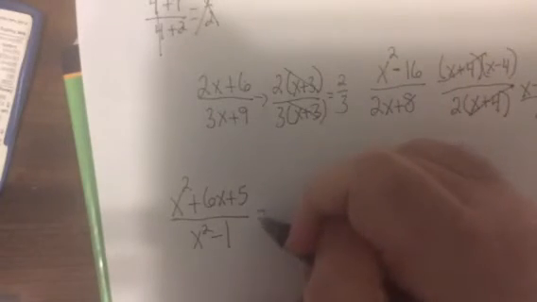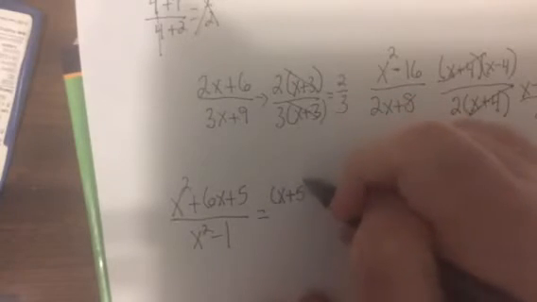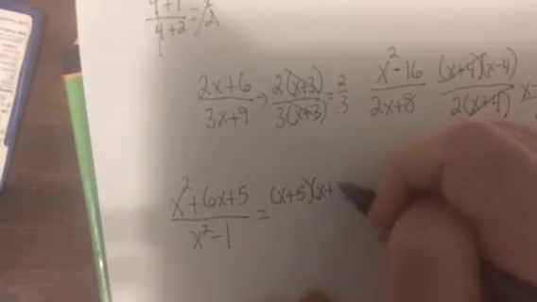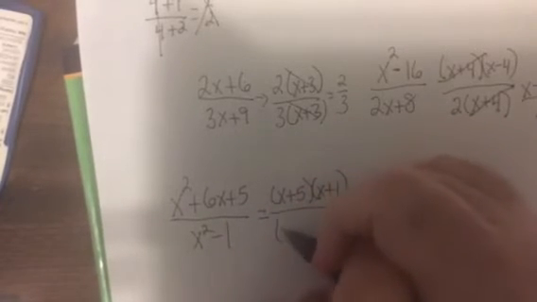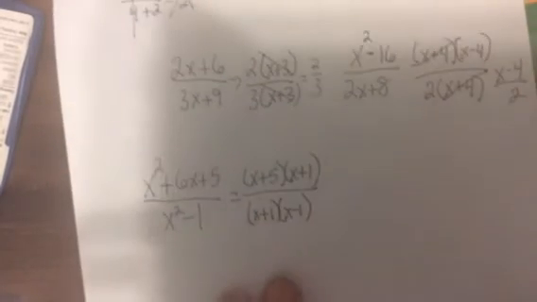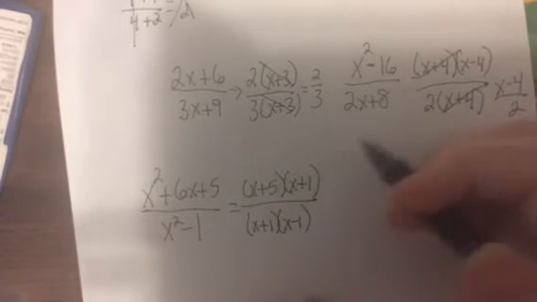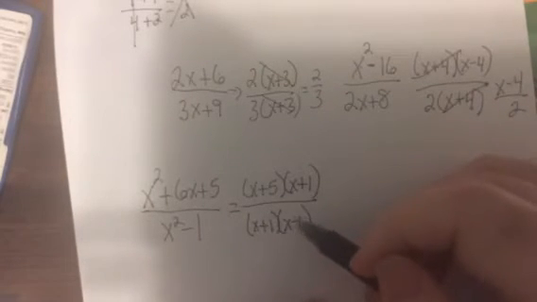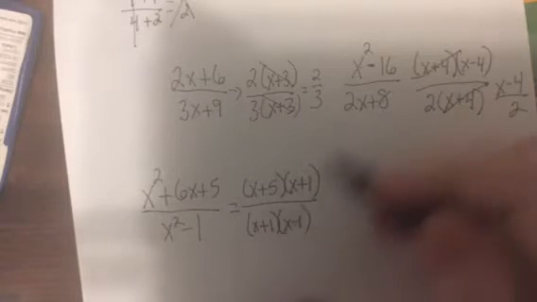So I have to factor it. This would be x plus 5, x plus 1, all over difference of squares, x plus 1, x minus 1. So I have two things on the top that could be canceled if they have the same thing on the bottom. I cannot cancel x minus 1, but I can do the x plus 1s.